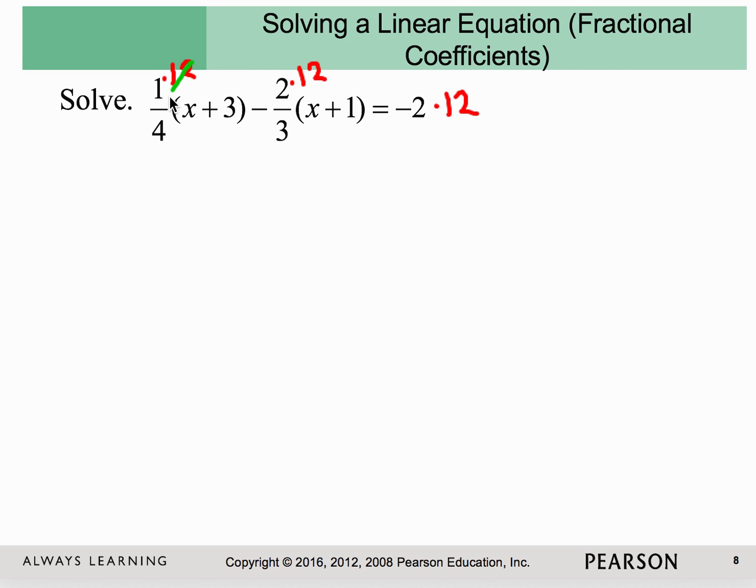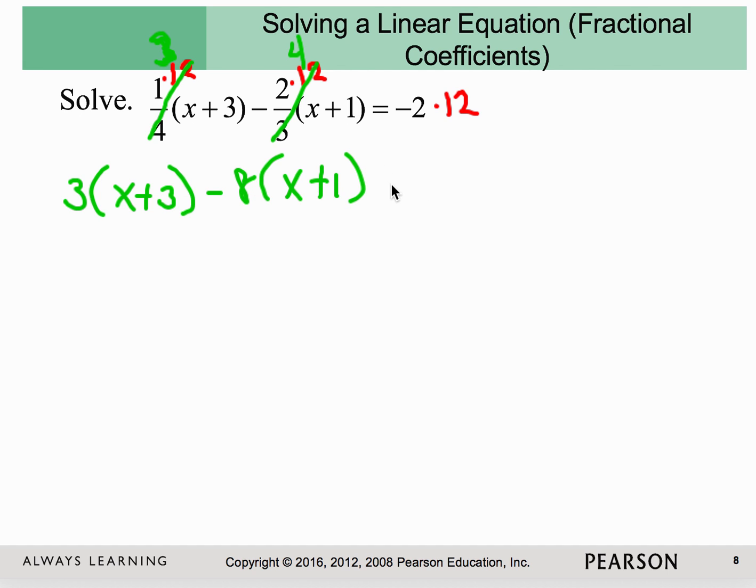So now we have 12 divided by 4 is 3. 12 divided by 3 is 4. And that's just times 12. So right here, we have 1 times 3, which is 3 times x plus 3, minus 2 times 4 is 8 times x plus 1, equals negative 2 times 12 is negative 24.